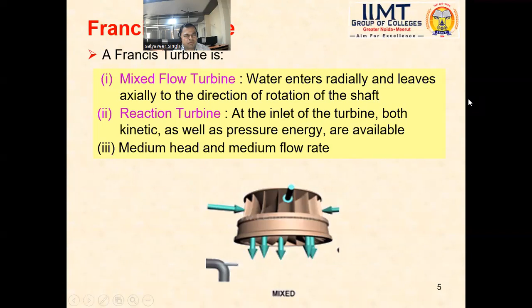Next is the classification of the Francis turbines in more detail. Number one is the mixed flow turbine. In a mixed flow turbine, water enters radially and leaves axially to the direction of rotation of the shaft. In reaction turbines, at the interior of the turbine, both kinetic energy as well as pressure energy are available, and it is of medium head and medium flow rates. This is the actual view of the mixed flow turbine.